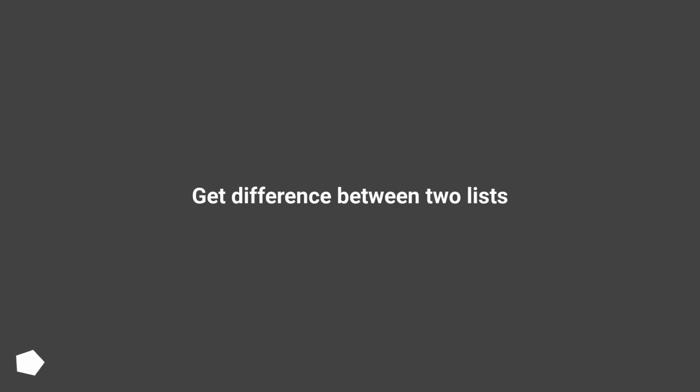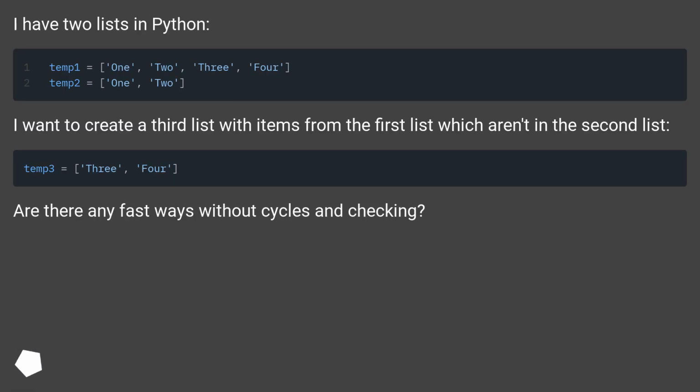Get difference between two lists. I have two lists in Python. I want to create a third list with items from the first list which aren't in the second list. Are there any fast ways without cycles and checking?